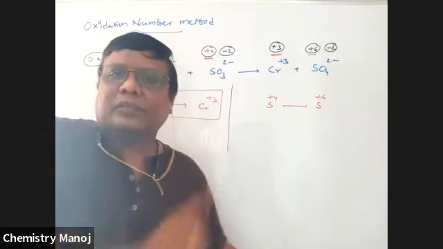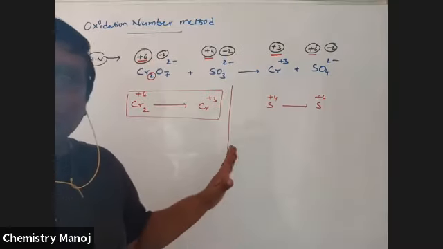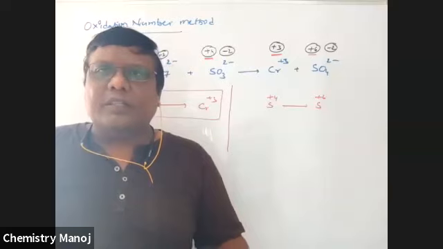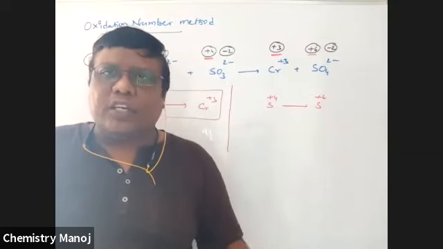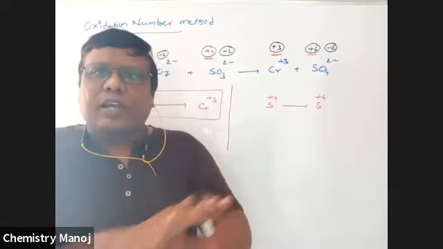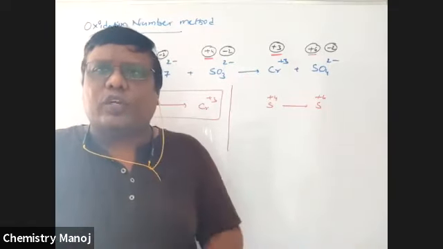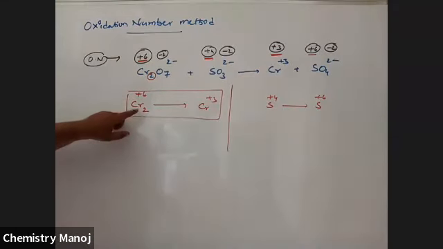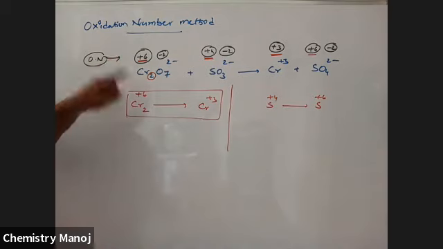Is this clear? First point: only in oxidation number, identify those elements which are oxidized and which are reduced. Collect those two elements only, not the entire compound. So here 2 chromiums are there, this number is also collected. So Cr2, 2 chromiums, Cr.